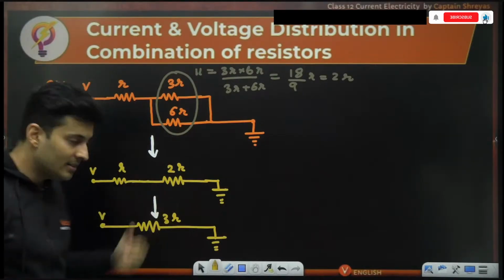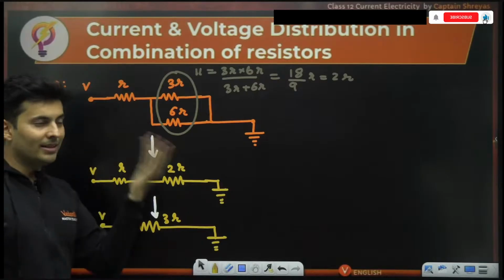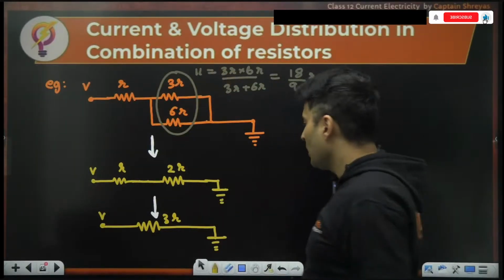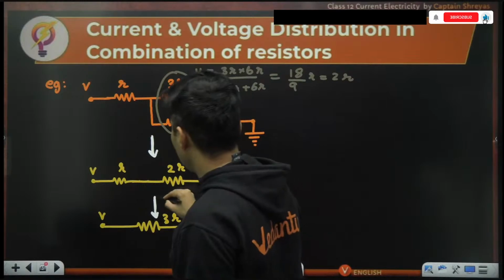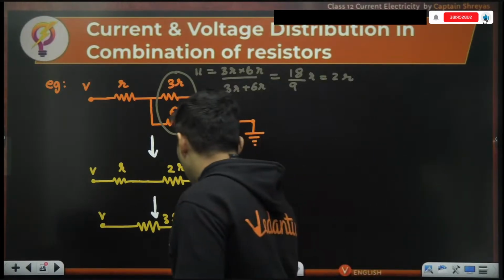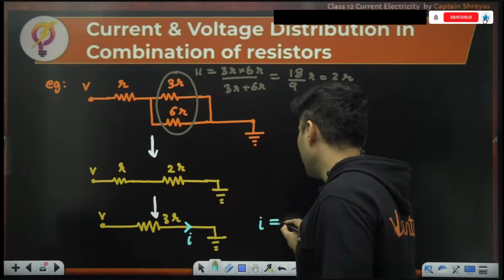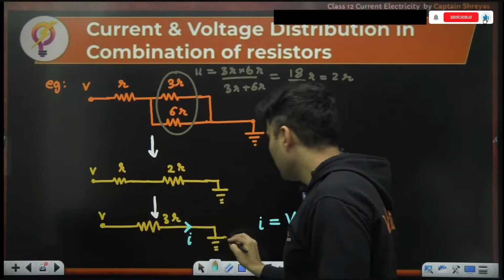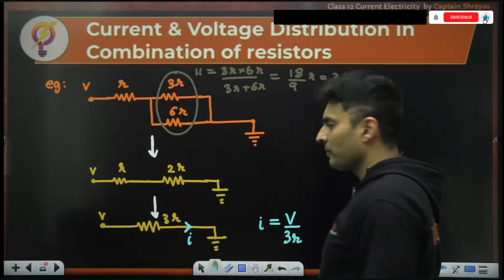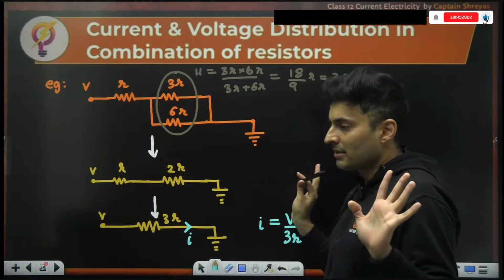Now once you get this, keep in mind you have to do exactly the reverse to find the current distribution or voltages. What do I mean by that? Observe. First of all, over here, if you ask me how much current is flowing, I can say current is voltage by resistance. Voltage is V because this is 0 volts, by resistance. So V by 3R is the current in this equivalent resistance.